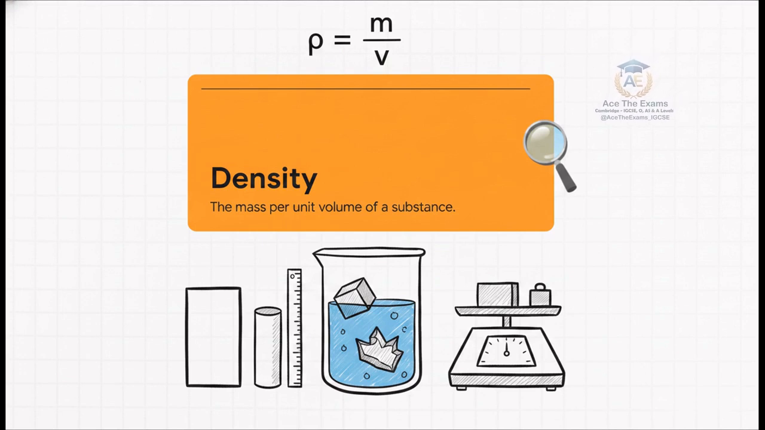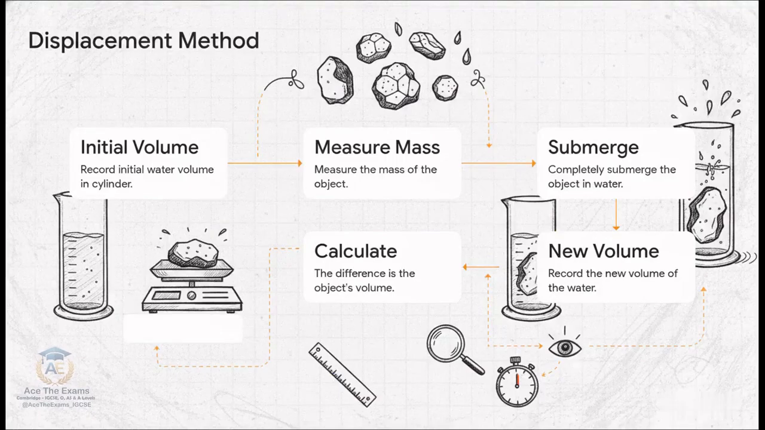To figure this out, we simply need to measure 2 things: how heavy the object is and how much physical space it takes up. For regularly shaped objects, like a neat little wooden block or a metal cylinder, you just measure the dimensions with a ruler and calculate the volume. Easy, right? But what happens when the shape is completely irregular, like a jagged rock or some weirdly shaped piece of scrap metal? Well, for those irregular shapes, we use a special technique called the displacement method.